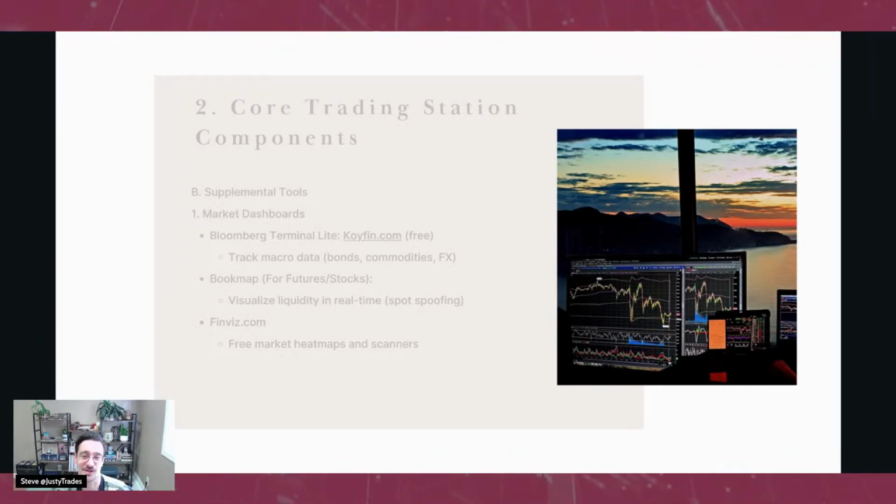But that's one of the things that I almost always have up on my screen. I know a lot of people don't use that, and that's cool because they use a similar thing like the DOM, like I mentioned, or maybe a TPO chart or some other way to get a feel for where the volume is traded on a market.